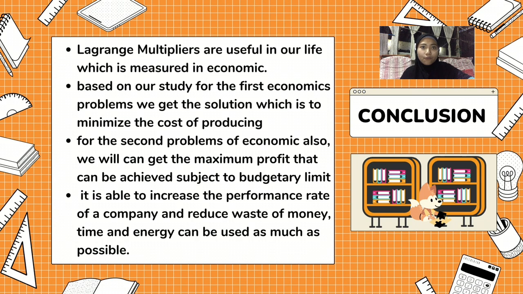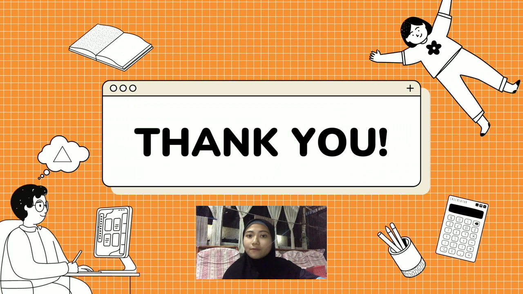So, for the conclusion, Lagrange multipliers are useful in our life, which is measured in economics. Based on our study for the first economic problem, we get the solution, which is to minimize the cost of production. For the second economic problem, we also get the maximum profit that can be achieved subject to the budgetary limits. If we use the Lagrange multiplier method, it is able to increase the performance rate of a company and reduce waste of money, time, and also energy can be used as much as possible. That's all from our group. Thank you.